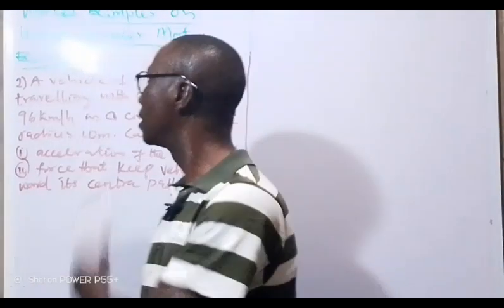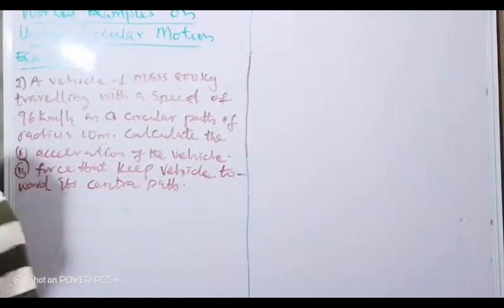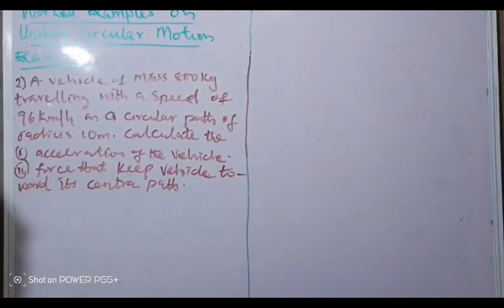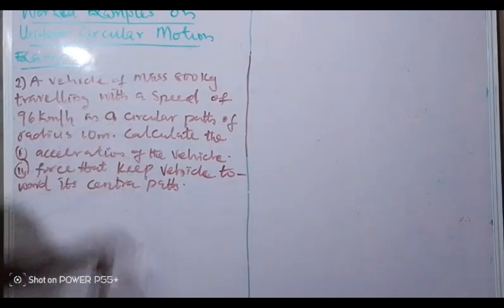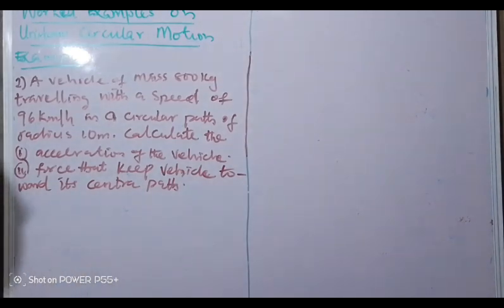Now let's take this one as example 2. A vehicle of mass 800 kg traveling with a speed of 96 km per hour in a circular path of radius 10 meter. Calculate 1. Acceleration of the vehicle. 2. Force that keeps the vehicle toward the center of the path.